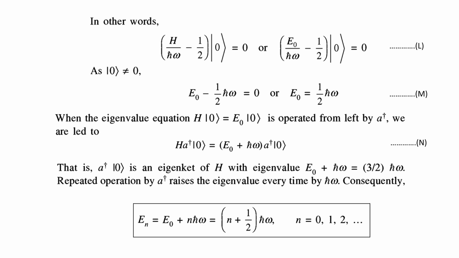In other words, we put in the value of a†a, and we get (E0/ħω - 1/2)|0> = 0. As |0> cannot be equal to 0, we get E0 - (1/2)ħω = 0, or E0 = (1/2)ħω. Here we can see that the minimum energy of the quantum harmonic oscillator is not 0, and instead it is (1/2)ħω.